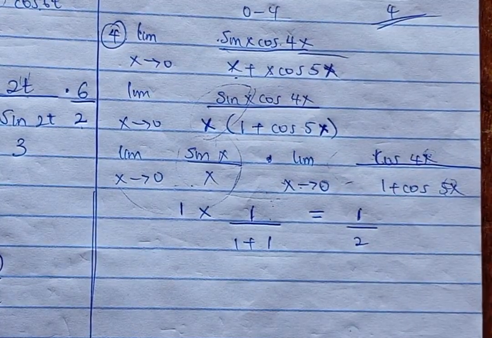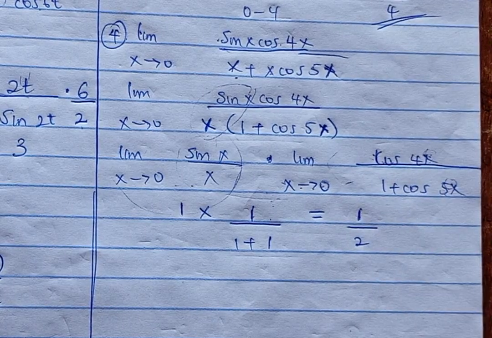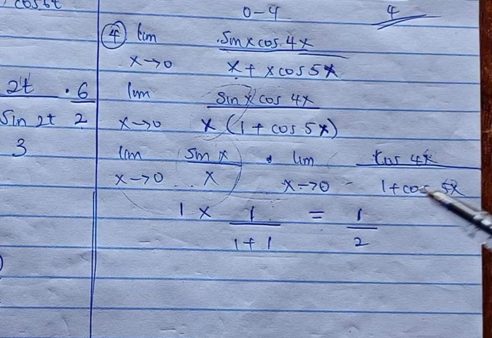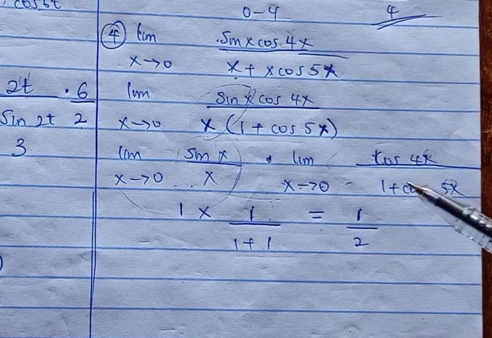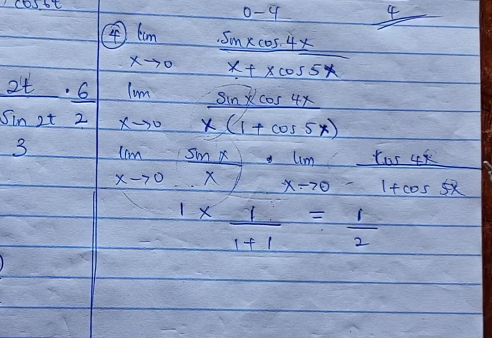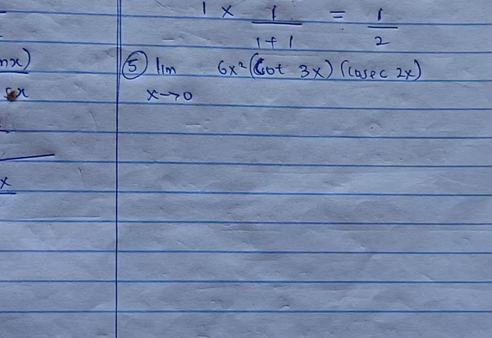So this one is straightforward, right? Because cos 0 is 1 and cos 5x is also 1, because if you substitute 0 as x tends to 0, it will be equal to 1. So our answer is 1 over 2. Now let's move on to another question.